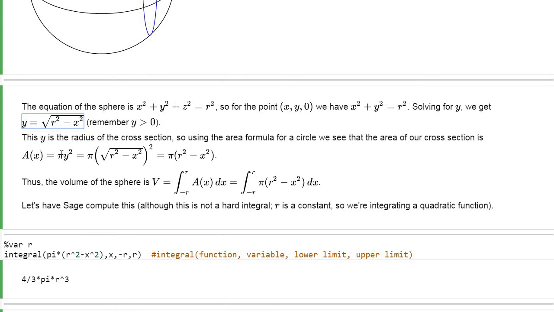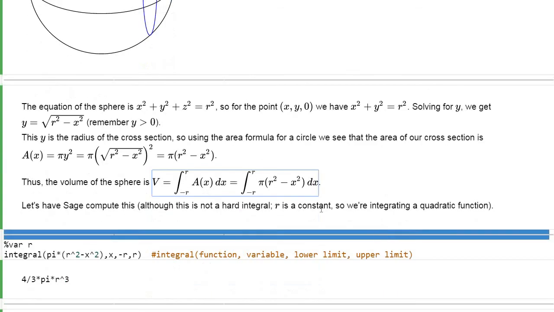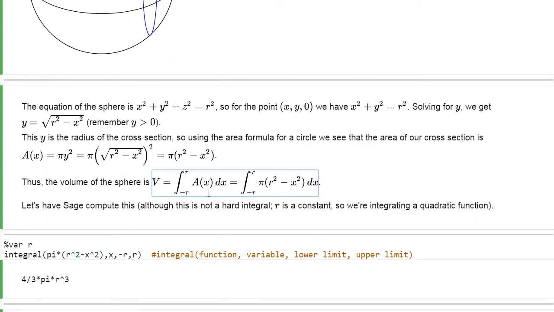So the area of a circle is pi times radius squared. The radius is y. y is equal to that, which I just solved. And so I get the area of the cross section at x is pi times r squared minus x squared. So the volume of the sphere is the integral from minus r to r. Remember, x ranges from minus r on this side to r on this side of the area function. Area is a function of x, which I just figured out is this formula, so that's it.